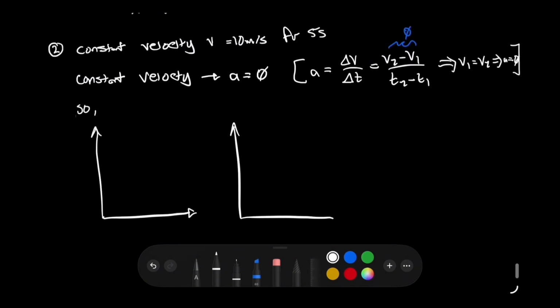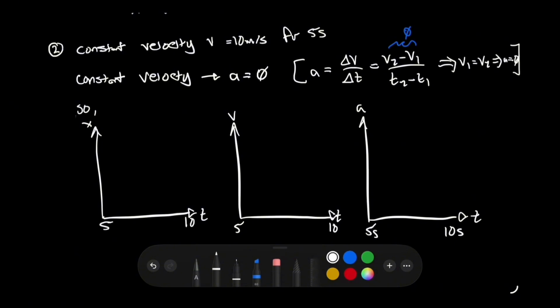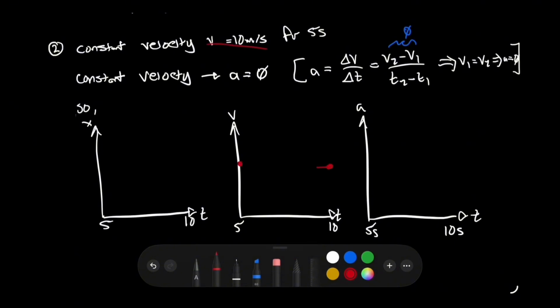So if we draw our graphs like so, from time equals 5 seconds to time equals 10 seconds, we can start by identifying that the acceleration is just going to be equal to 0 from 5 seconds to 10 seconds. And then the velocity is just going to be a horizontal line since it's constant the whole time. And it's going to be at velocity equal to 10 meters per second.